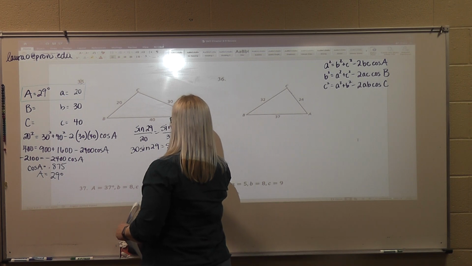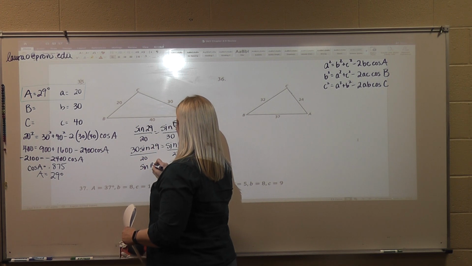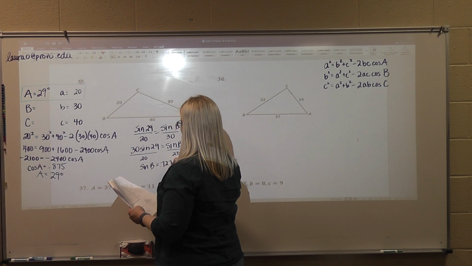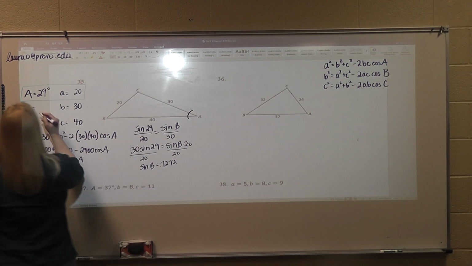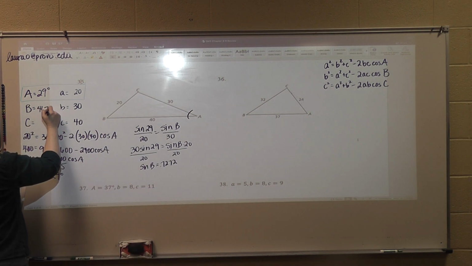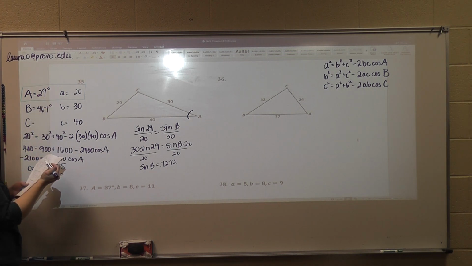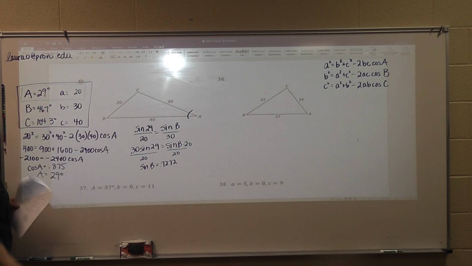Divide both sides by 20. And I get the sine of B is about 0.7272. And when I take the inverse of that, I have B equals 46.7 degrees. And then 180 minus these two gives me 104.3 degrees. So there is number 35.